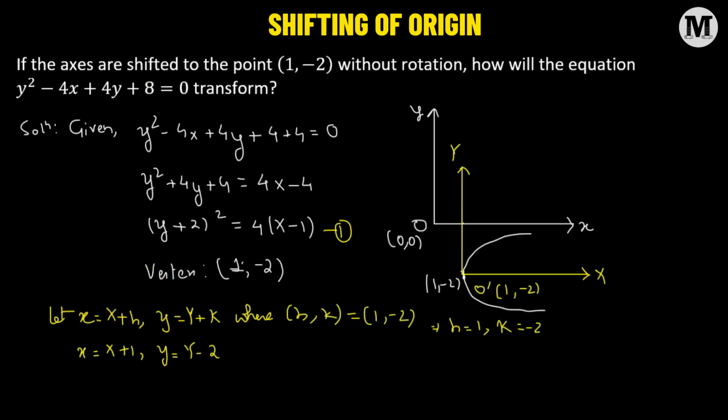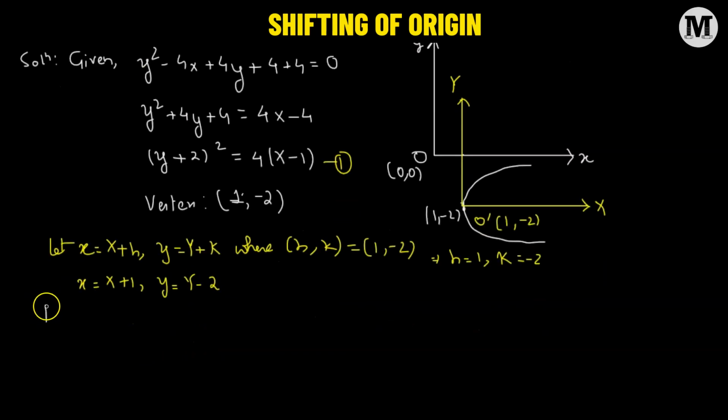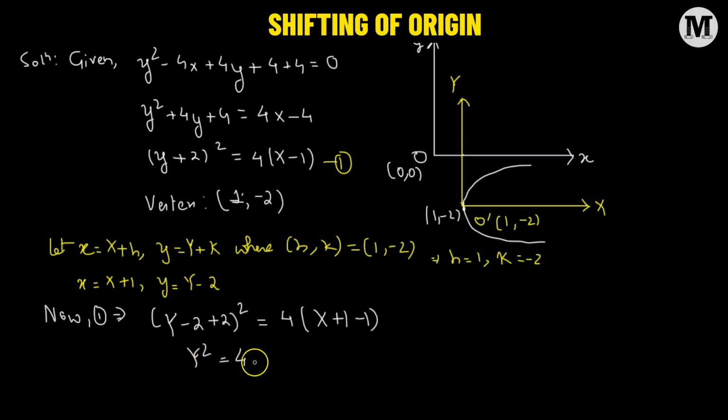Therefore now we will have equation number 1 transform to give us, in place of y we're going to replace with (y minus 2 plus 2) whole squared. This will be equal to 4 times x. So here x will be replaced with x plus 1 minus 1. And this gives us y squared equals 4x.